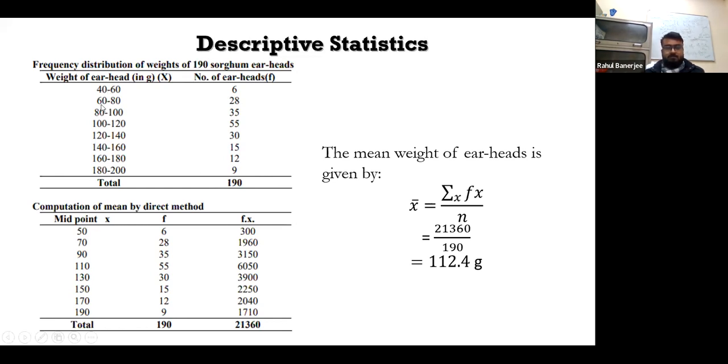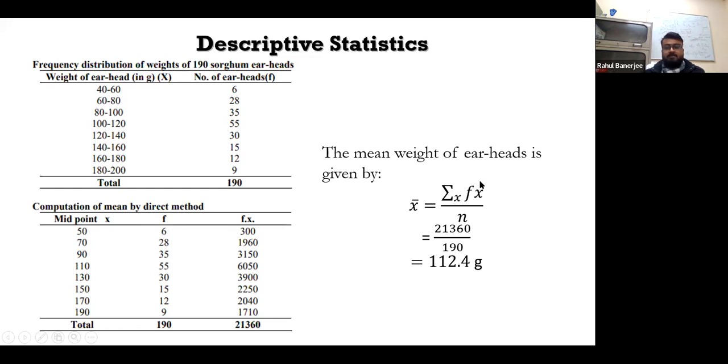Here you have an interval. So what we do is we simply calculate the midpoint. How do you calculate the midpoint? 40 plus 60 divided by 2, the average of these two. You have to calculate the average of these two. So see, 40 plus 60 is 100, divided by 2 is 50. 60 plus 80 is 140, divided by 2, it is 70. So you calculate the mid value and then you multiply it with the frequencies.